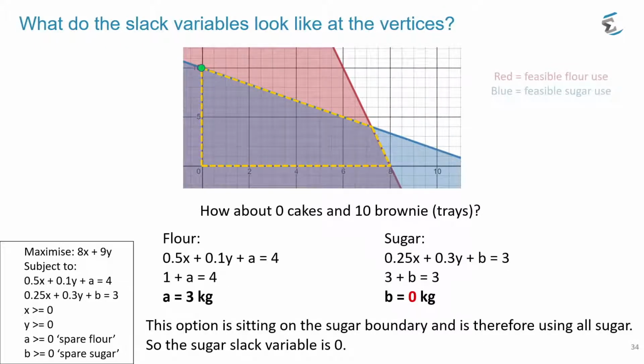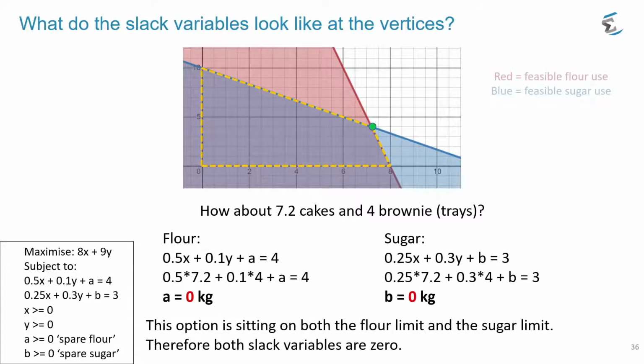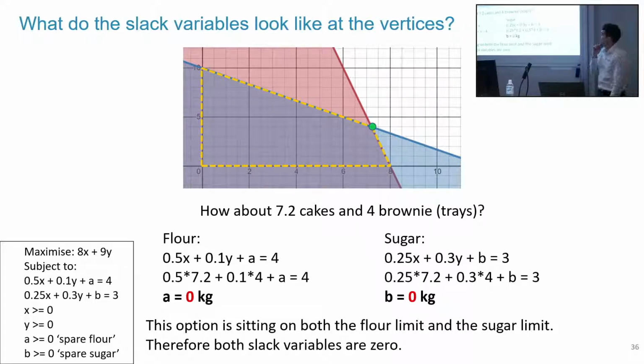If I look at the top left, I've got flour left, but I don't have any sugar left. So my slack variable at that vertex, my spare sugar, is 0. If I go to the bottom right, so 8 cakes, 0 brownies, my slack variable for flour, my spare flour, is 0, but my spare sugar variable is 1 kilo, because I'm sitting right on the edge. At this vertex in the middle, at the intersection of my flour capacity and my sugar capacity, my spare of both is 0.